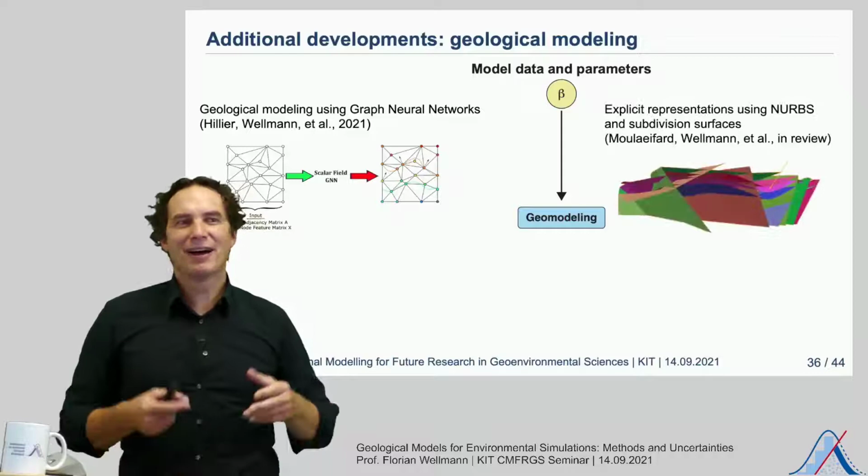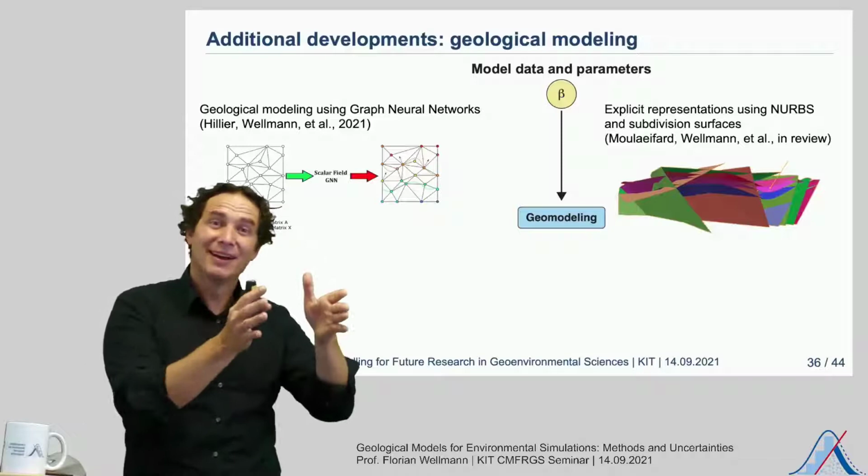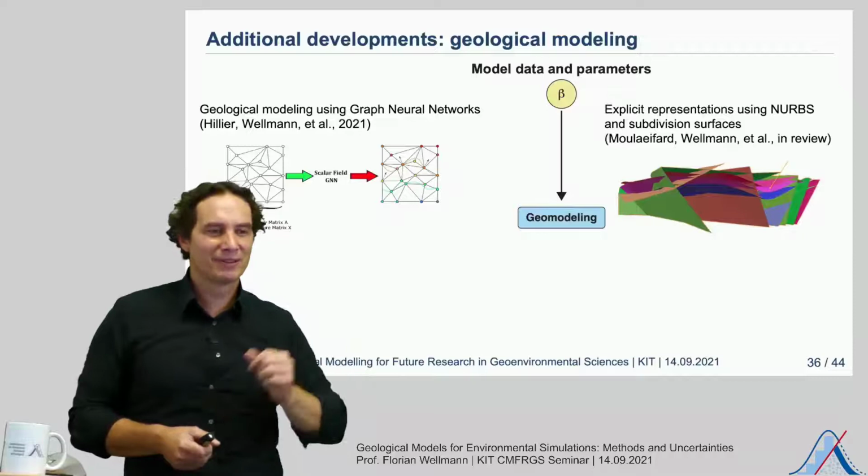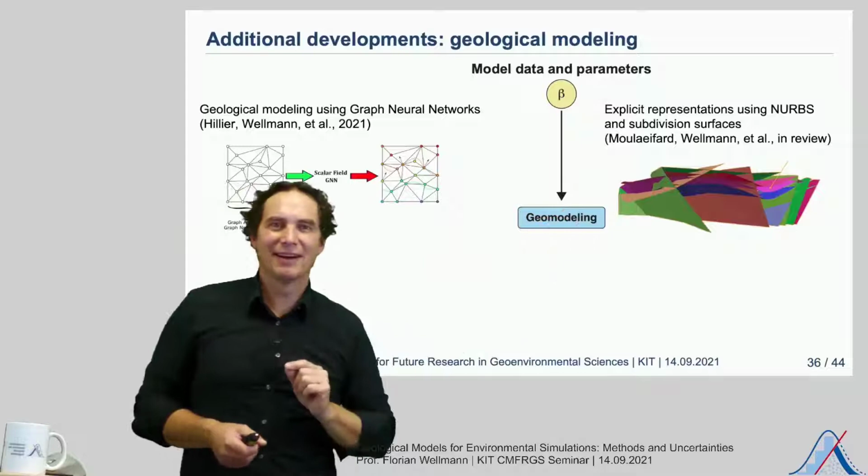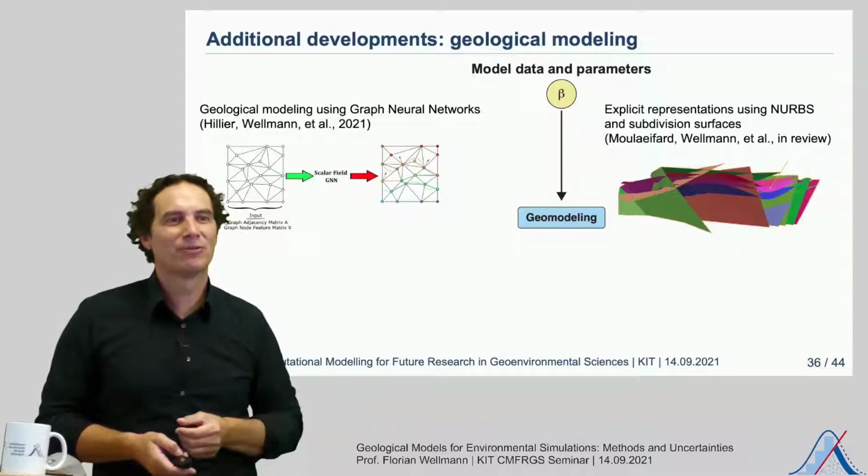We also have other types of representations. I talked a lot about these implicit methods. Explicit and parametric functions are also really useful. That's something that Mohamed Moulay-Fahd is working on. He was also here in our talk today. He's been working a lot on more complex 3D structures using NURBS and subdivision surfaces. Paper coming out hopefully soon.